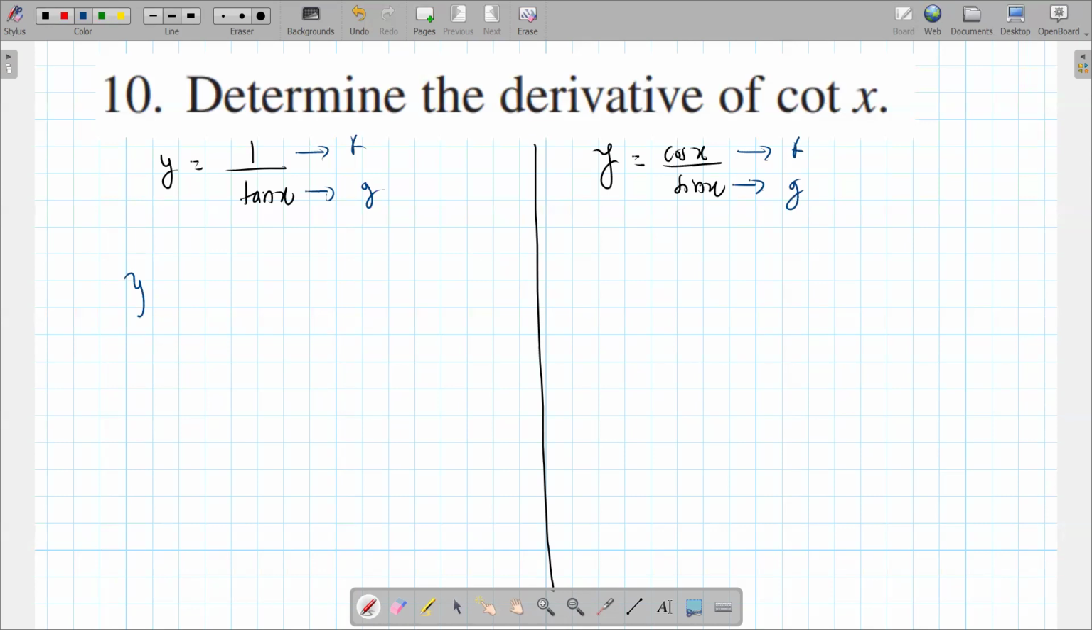So let's work with this one, y prime. F prime is 0. You agree? 0 times anything is a 0, so we can ignore that. So again, it's f prime g minus f g prime over g squared. Since f prime is a 0, this entire term is going to be a 0. Minus f is 1 times g prime, the derivative of tan is sec squared, all over g squared, which is tan squared, right?